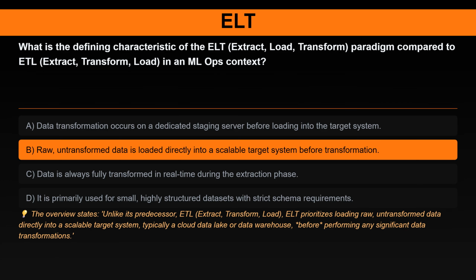The correct answer is, quote, raw, untransformed data is loaded directly into a scalable target system before transformation. Here's the explanation. The overview states, unlike its predecessor, ETL, extract, transform, load, ELT prioritizes loading raw, untransformed data directly into a scalable target system, typically a cloud data lake or data warehouse, before performing any significant data transformations.